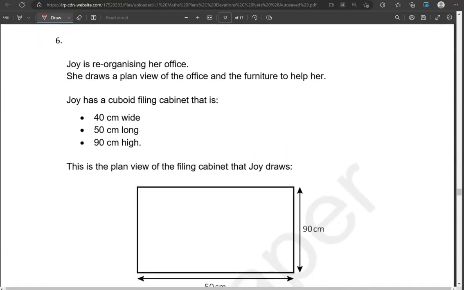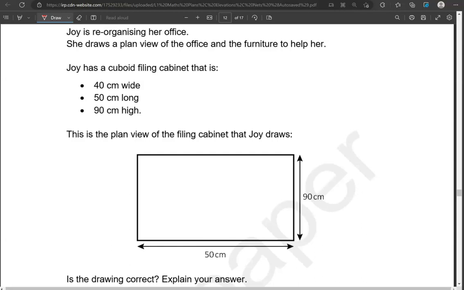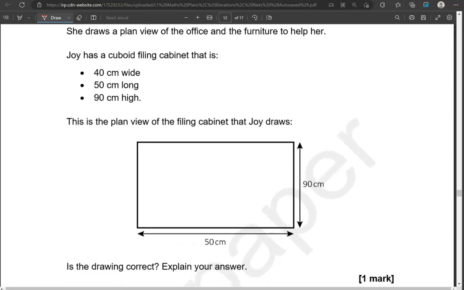Joy is reorganizing her office. She draws a plan view of the office and the furniture to help her. Joy has a cuboid filing cabinet that is 40 centimeters wide, 50 centimeters long, 90 centimeters high. This is the plan view of the filing cabinet that Joy draws. Is the drawing correct? Explain your answer.